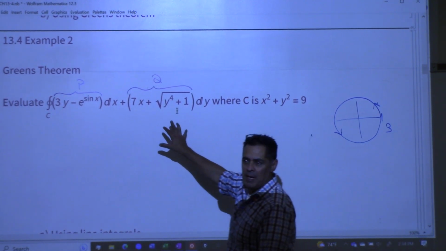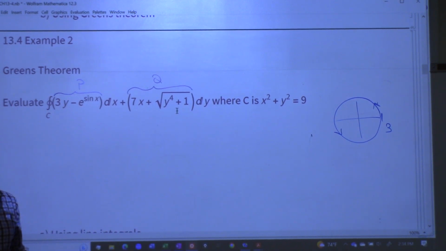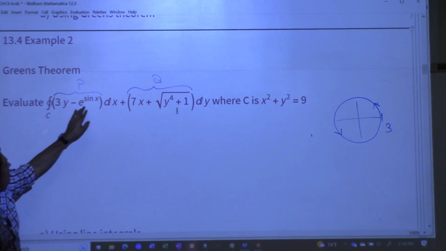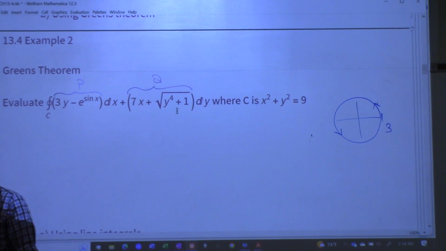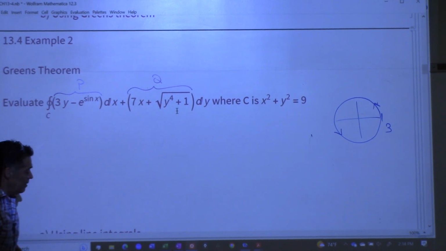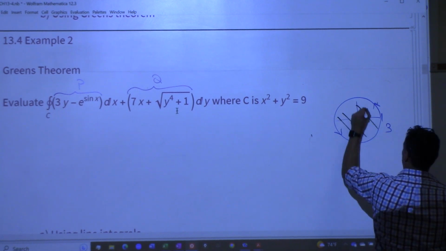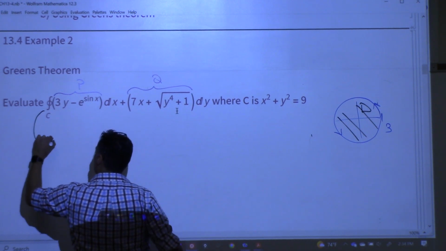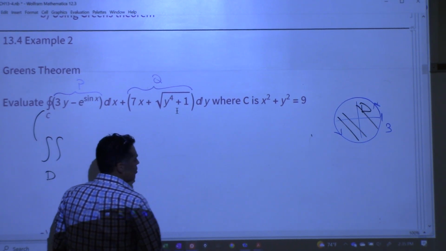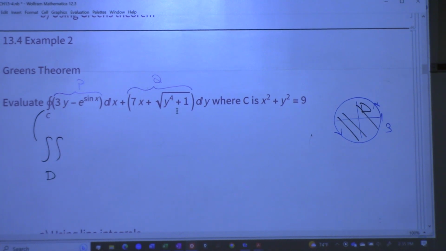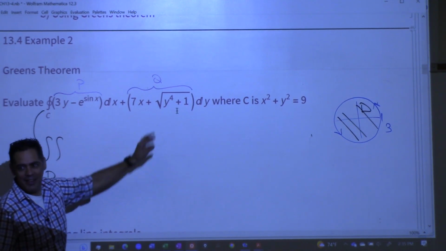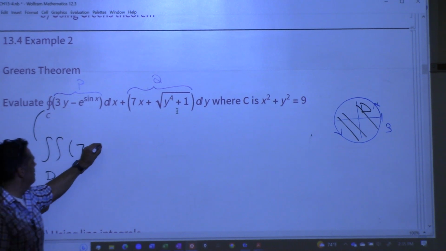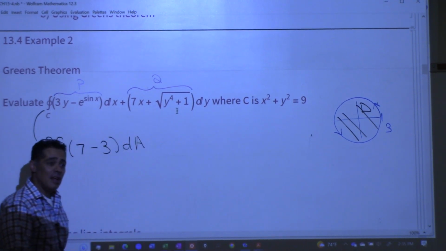Think about how bad this would be to not use Green's theorem on. You'd have to find the parametric equations for the circle and then start plugging all those pieces in here. It'd be so bad. But this encloses a region D, right? And so this should just become, because that's a closed curve, the double integral over D of the partial of Q with respect to X. What's the partial of this with respect to X? 7. Minus the partial of that with respect to Y? 3. dA.